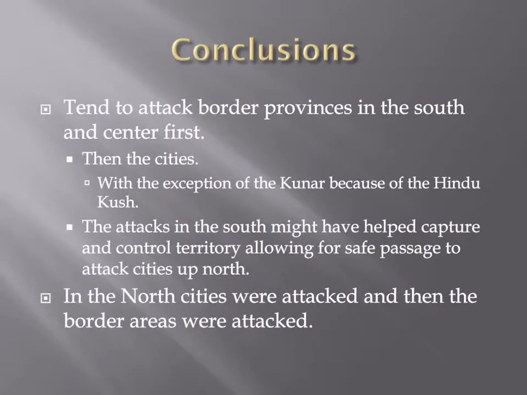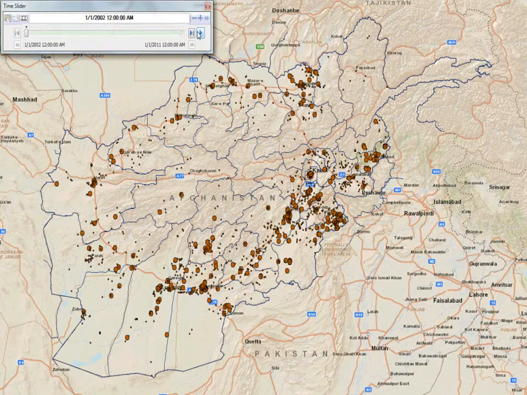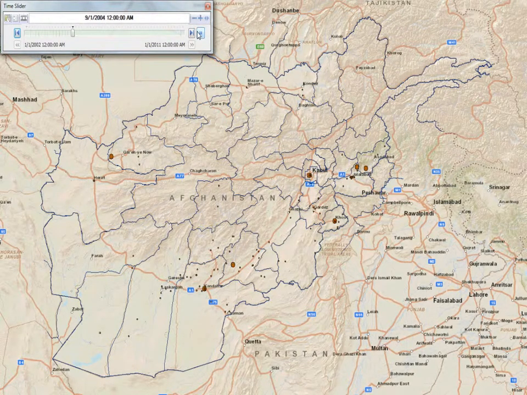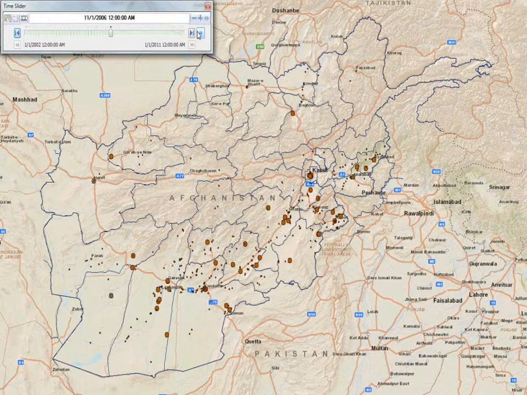Again, okay, so some conclusions for this. They tend to attack the border provinces in the south and center first, or border districts, and then the cities, with the exception of Kunar because of the Hindu Kush. The attacks in the south might have helped to capture land and then move up north, as I said before.